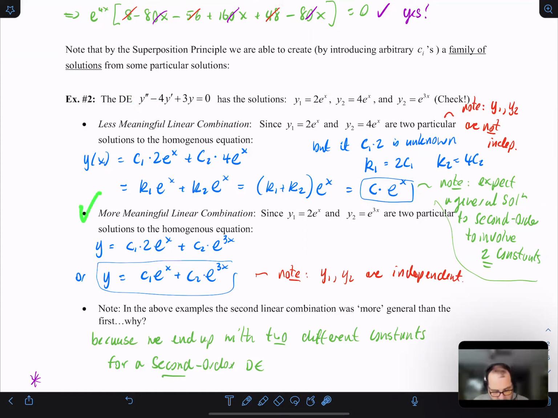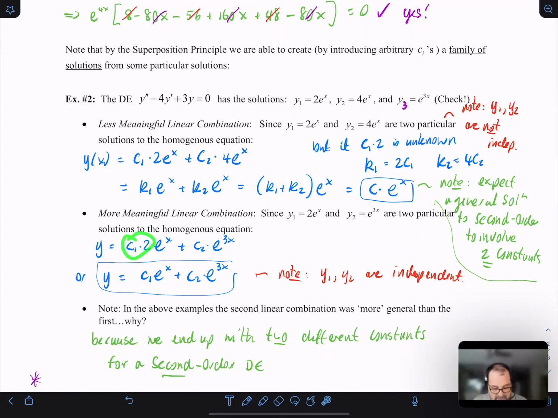So a more meaningful linear combination would be, let's look at combining y1 and y2. Excuse me, that's a typo. I didn't notice that before. Let's say y1 and y3, or let's say combine y1 and y3. If we do the same linear combination idea with y1 and y3, we get this. And again, we can re-envision or rename C1 to include the 2. We have just a C2 here.